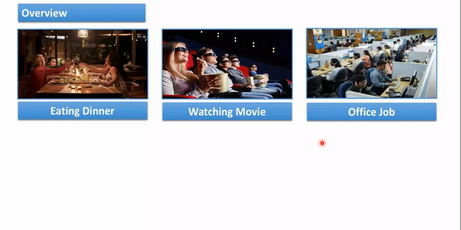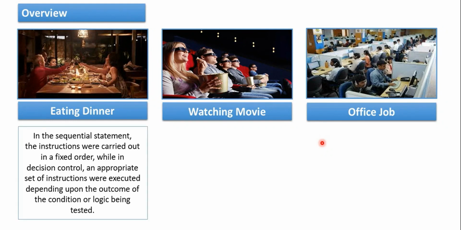Programming is the same. We frequently need to perform an action over and over, often with variation in the details each time. The programs that we have developed so far used either a sequential or a decision control instruction. In the sequential statement, the instructions were carried out in a fixed order, while in decision control an appropriate set of instructions was executed depending upon the outcome of the condition or logic being tested.